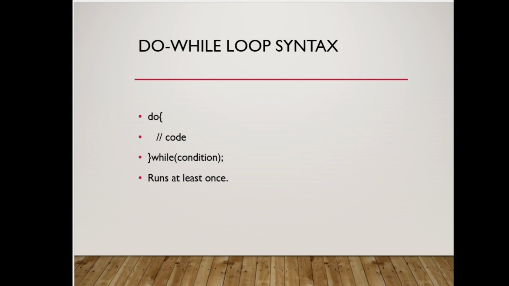It runs at least once. Notice that the semicolon after the while condition is mandatory. Do-while loops are useful in situations like menu-driven programs that require user input at least once. So let's see the do-while example. Here we're going to print numbers 1 to 3 using a do-while loop.